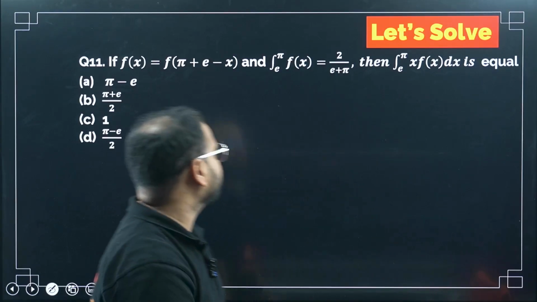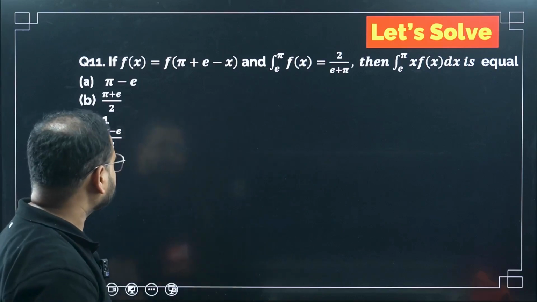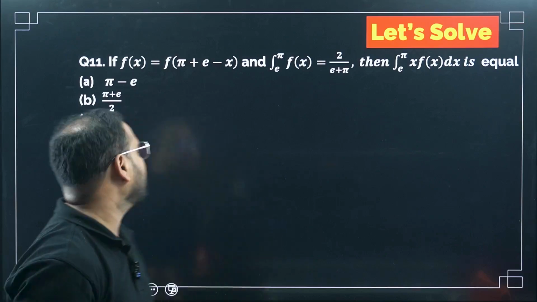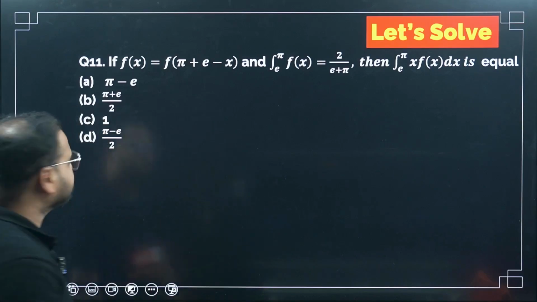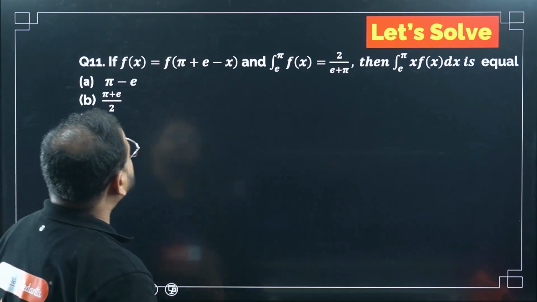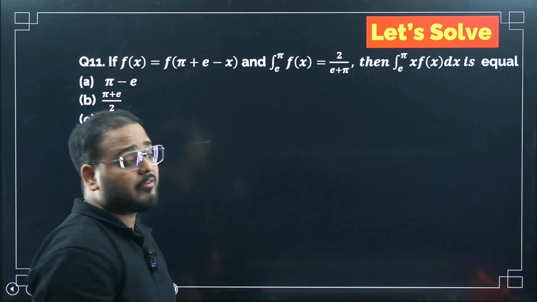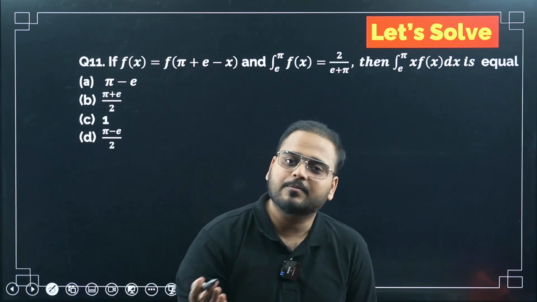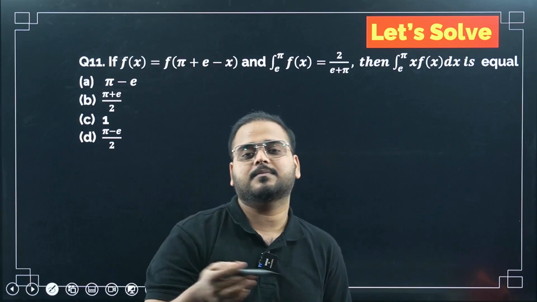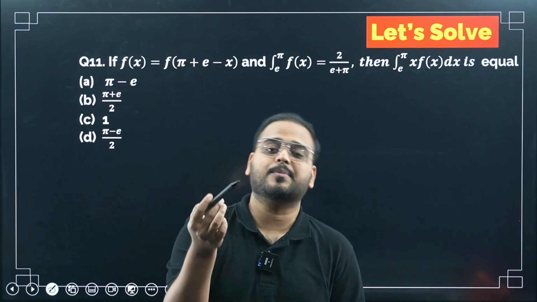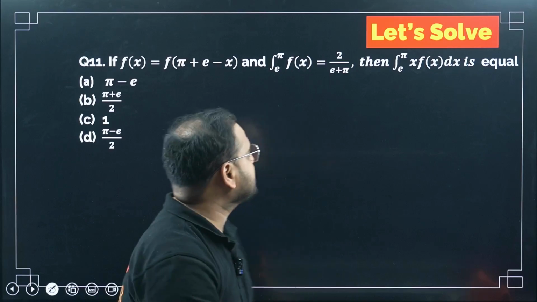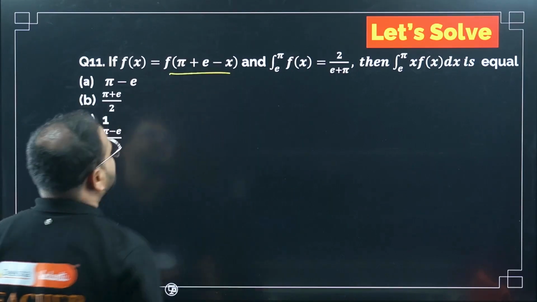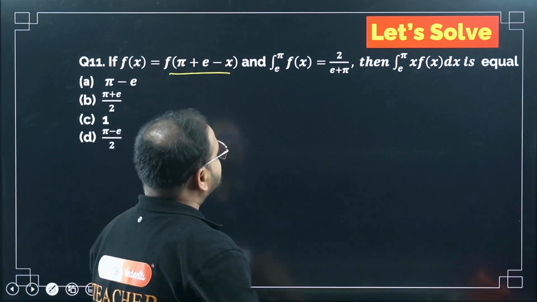Forgive me. Chaliye. So starting from if f of x is given, this is for integrals. Question number 11. If f of x is given as f of pi plus e minus x. Okay, so now we'll use all the properties of integrals. I hope you remember all the formulas and properties for integrals because you gave a mock. So let's see. f of x is f of pi plus e minus x, and this is given.